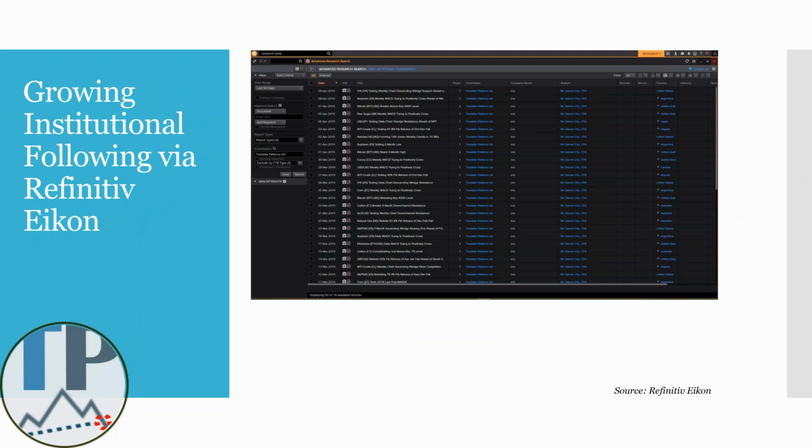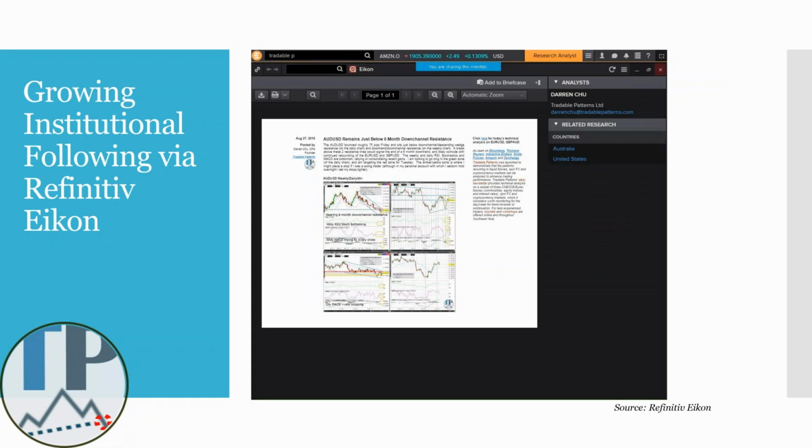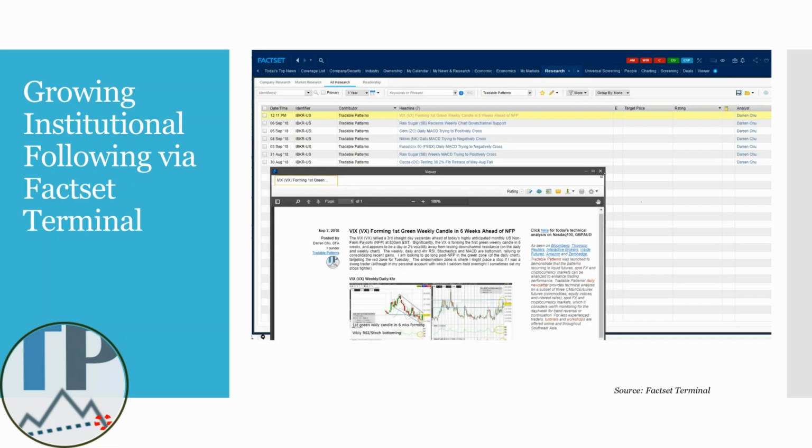display within Interactive Brokers. Okay, so this is a screenshot of Refinitiv Eikon terminal. And if you click on the headlines again, a PDF pops up. And this is how FactSet terminals' PDF content from my end looks. Again, same format.